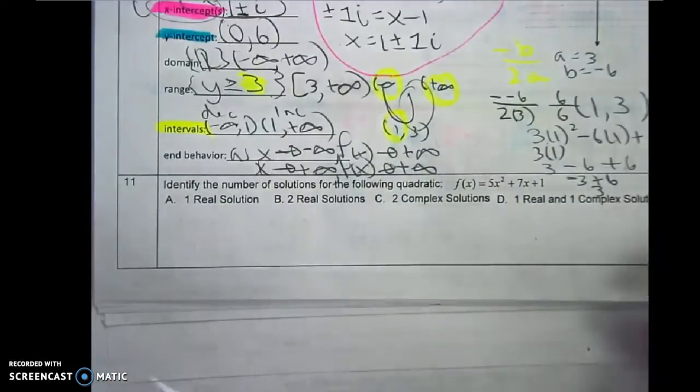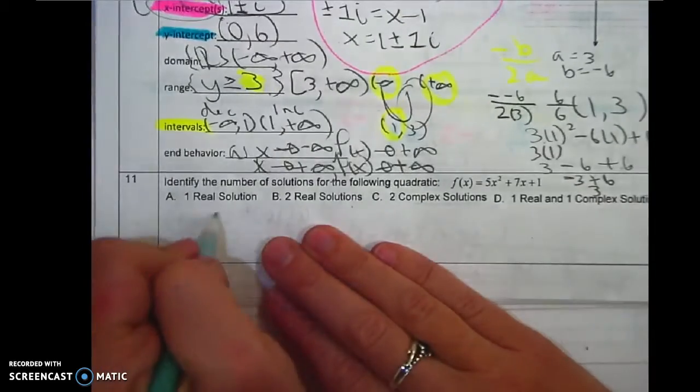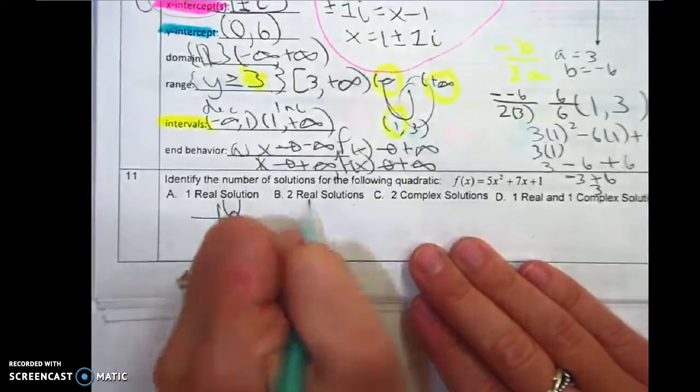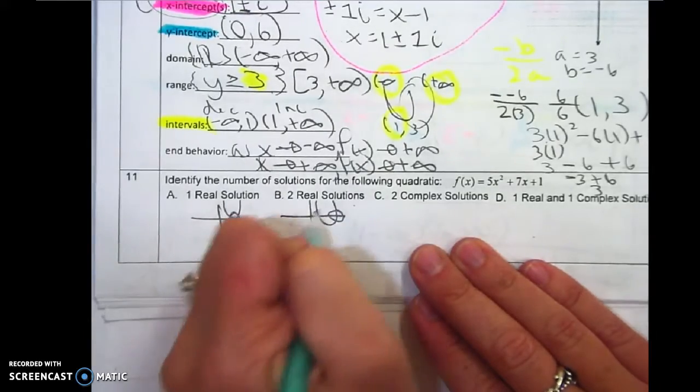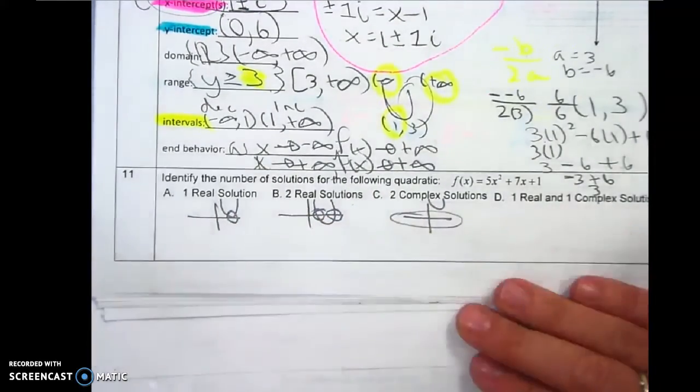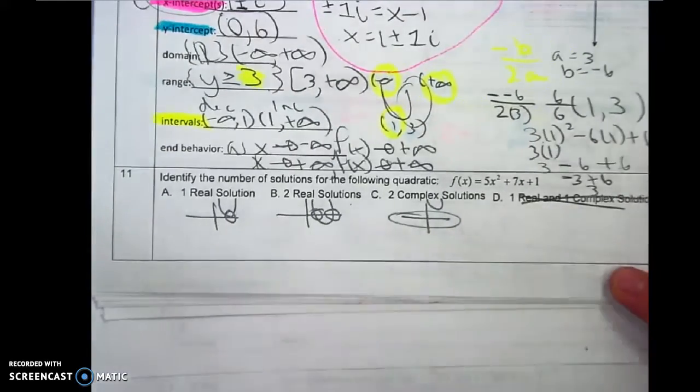Identify the number of answers you're going to get. So let me show you what that means visually. This is one real solution. It touches 1 time. This is 2 real solutions. It touches 2 times. This is 2 imaginary answers. It doesn't touch at all. And this one isn't even possible.